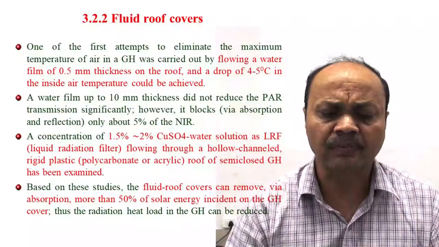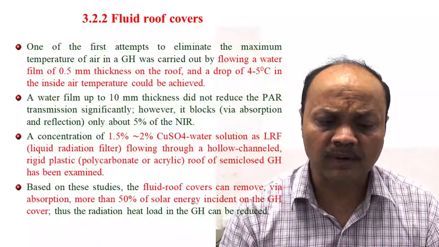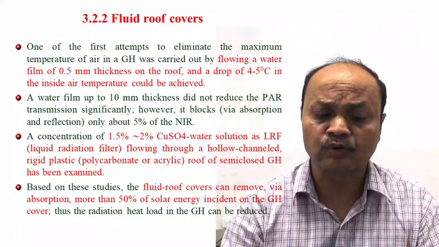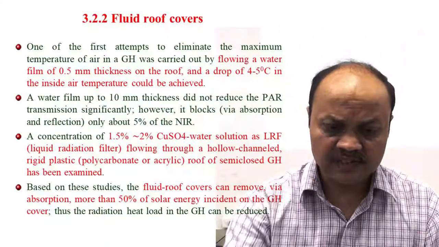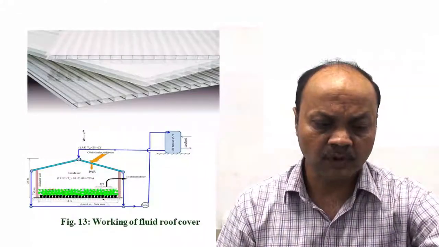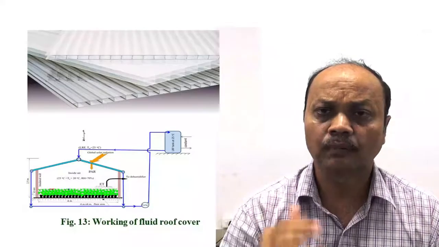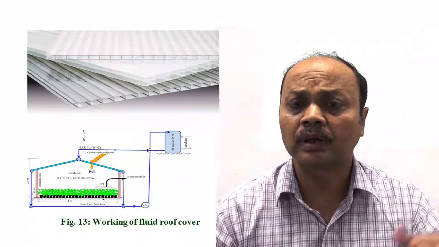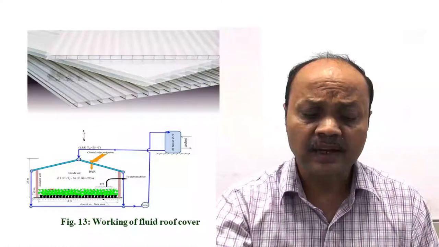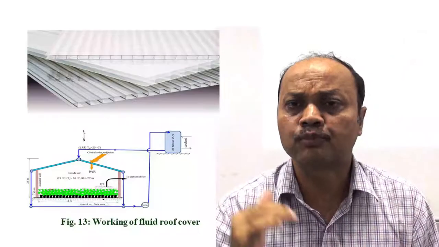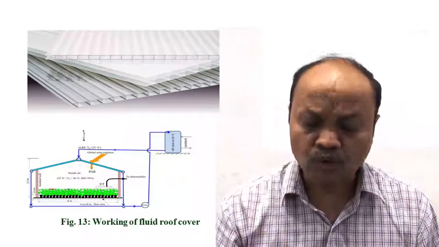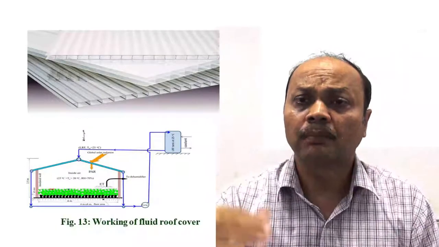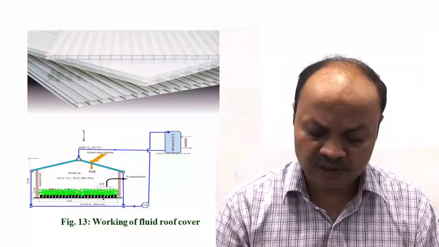And apart from that, as I told, fruit cover you normally use. Here there are different ways people have used water, and apart from that, copper sulfate, a 1.5 to 2% copper sulfate solution in water, you flow through the hollow channel. You can see this in the picture, you pass the copper sulfate and water mix solution, and in the same way as the near infrared reflective film, here also it absorbs the near infrared portion. Basically during daytime we are interested to reduce the amount of near infrared portion going inside the greenhouse.